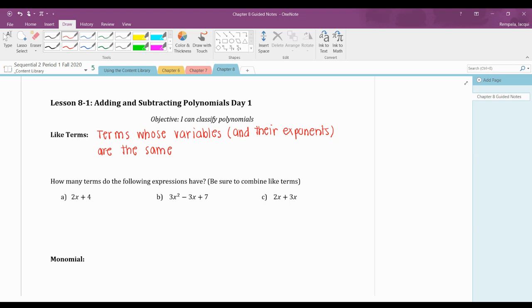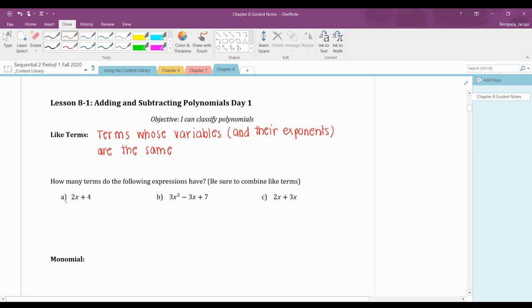Okay, so if we understand that that's what it means to be a like term, the question below says, how many terms do the following expressions have? We want to make sure we combine like terms before we identify how many terms there are. So terms get broken up by addition and subtraction signs.